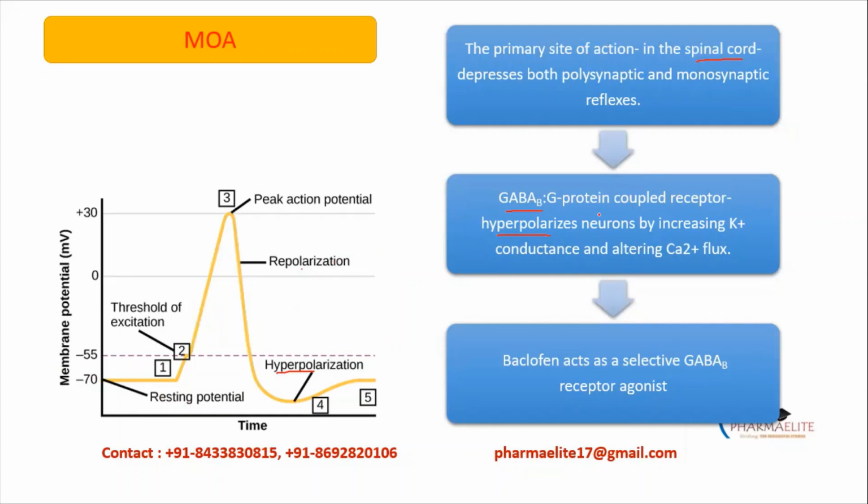So when baclofen is bound at the GABA B receptor, it will act as a selective GABA B agonist, meaning it will increase the effect of the GABA B receptor. So there will be more hyperpolarization and more negative effect is seen on neurotransmission. A point to be noted here is the negative effect on neurotransmission is via potassium conductance interference, not via chloride channels.